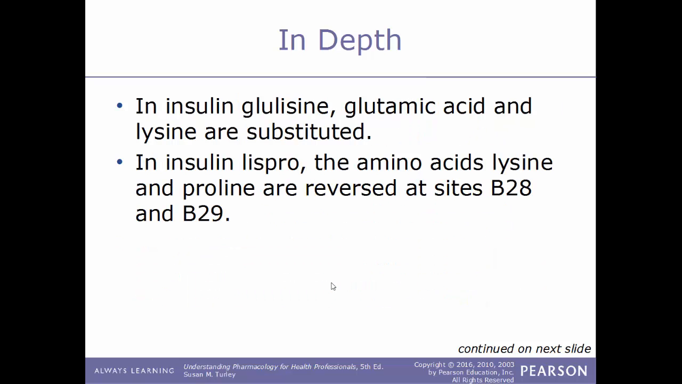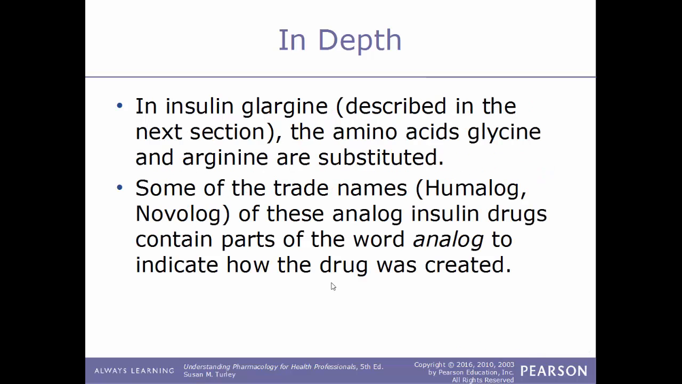In insulin glulisine, glutamic acid and lysine are substituted. In insulin lispro, the amino acids lysine and proline are reversed at sites B28 and B29. In insulin glargine, the amino acids glycine and arginine are substituted. And you'll find that some of the trade names of analog insulin drugs, Humalog, Novolog, contain part of the word analog to indicate how the drug was created.